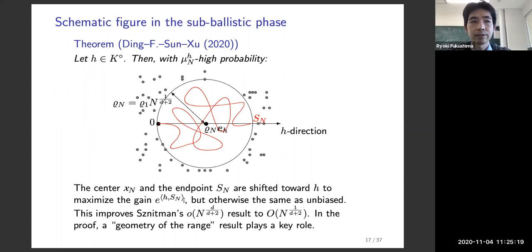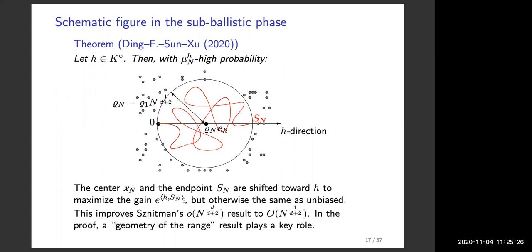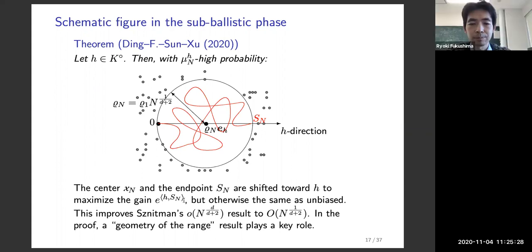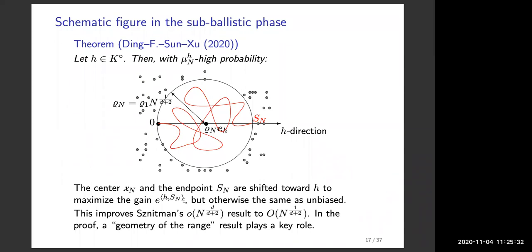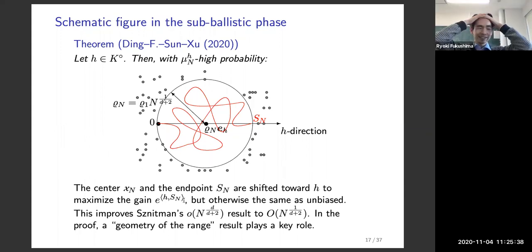Oh yeah, well, yes. In the unbiased case, it is proved that if you scale the random walk path in a proper way, then it converges to a Brownian motion conditioned to stay in the ball. And will that be the same here with the bias? With the bias, no, we haven't investigated that.